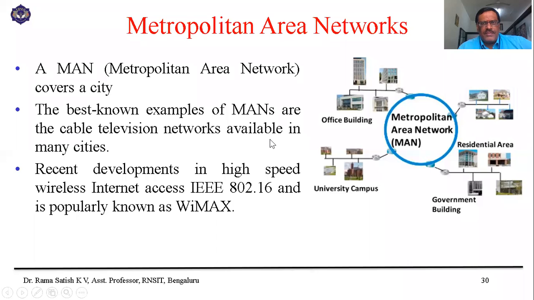Next, we have the Metropolitan Area Network. In popular usage it is called MAN, and the best known examples of MAN are the cable television networks. It spreads across the city, and today we see ACT Internet and other internet services that cater to the entire city. That is one very good example of a metropolitan area network. And recent developments, you can have a metropolitan area network using WiMAX.